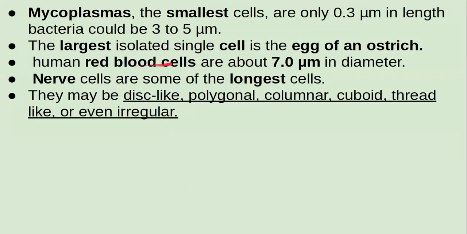The red blood cells are about 7.0 micrometers in diameter, and all of you know that the red blood cells are found in the blood. They are also known as the erythrocytes. Another stat is given that nerve cells are the longest cells found in the body. So these are some examples to show you that the sizes vary.